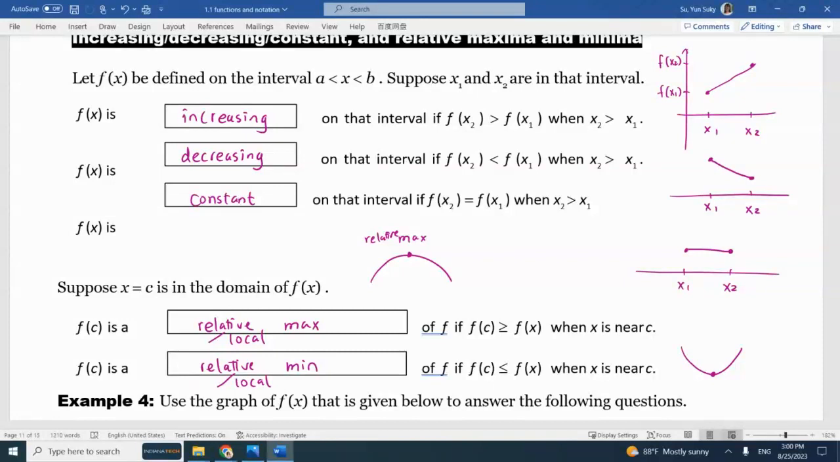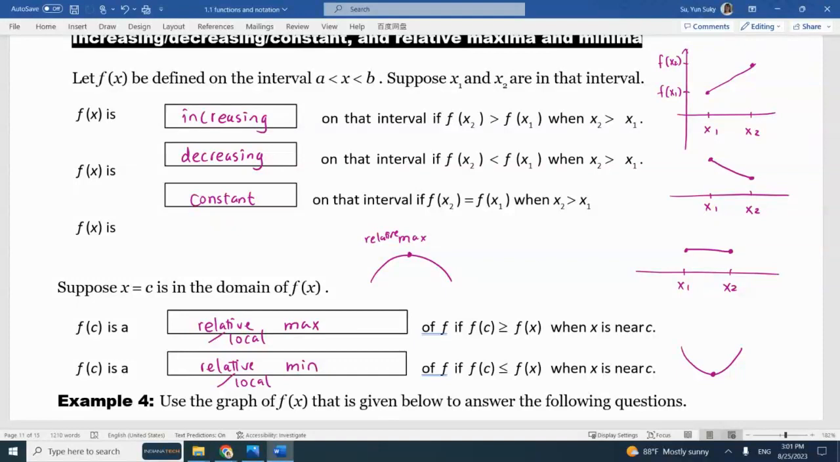Absolute maximum is the largest y value of the entire graph. If your graph goes on forever, then we don't have an absolute maximum. But this is the relative maximum. It's for the x near it. This point is the greatest value for the x near it. That's why it's also called a local maximum. It's not a global or absolute maximum. Is that okay, everybody?